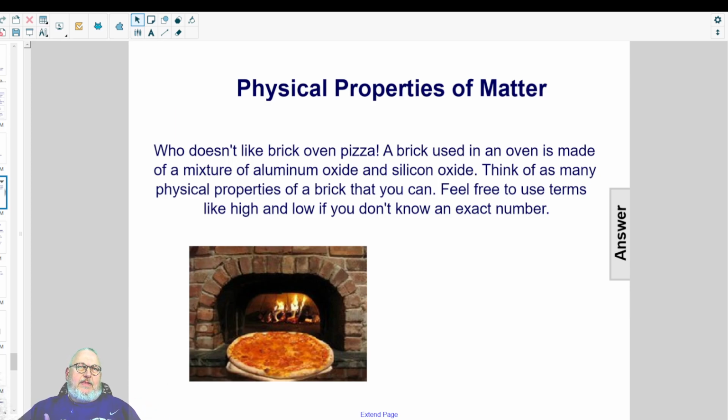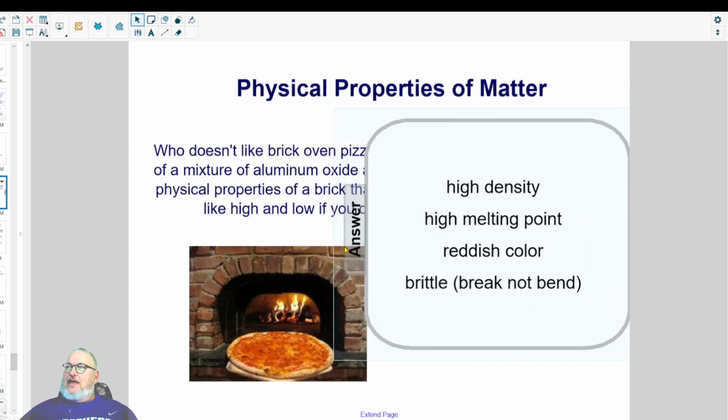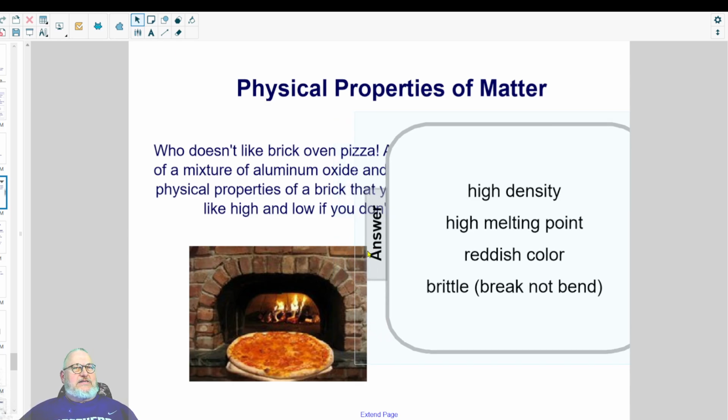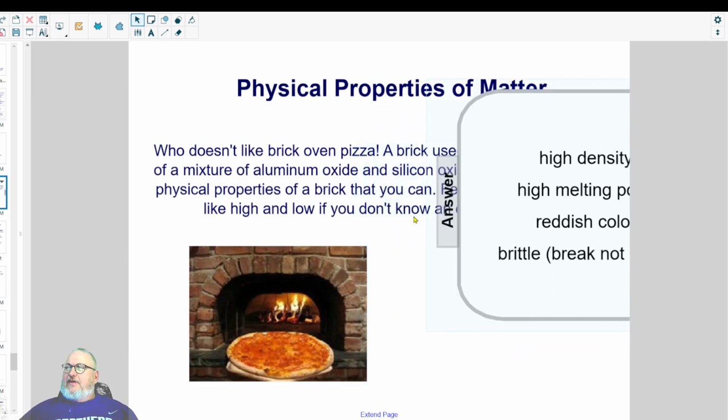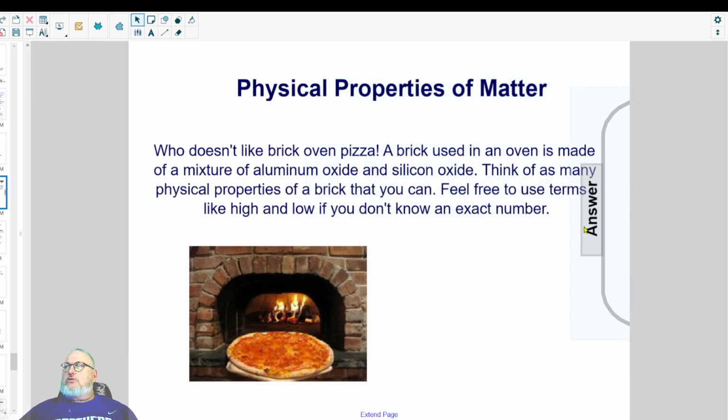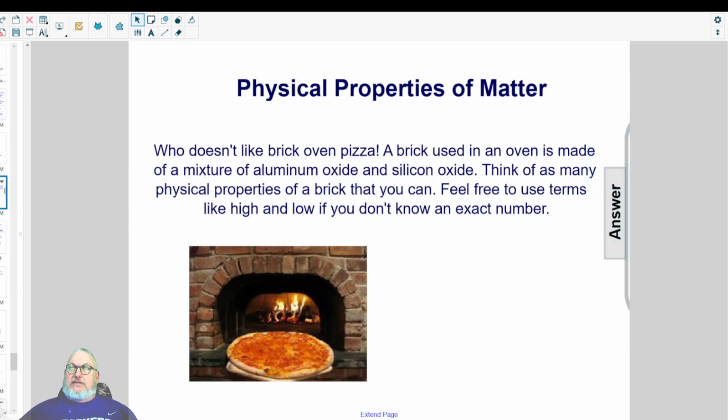All right, and you can use high or low. Just think about it. We'll come back about it. Take a minute. Of course, we're going to do this in class. It's got a very high density, a very high melting point. They're sort of reddish, and they're very brittle. Okay, it's going to break. It's not going to bend.